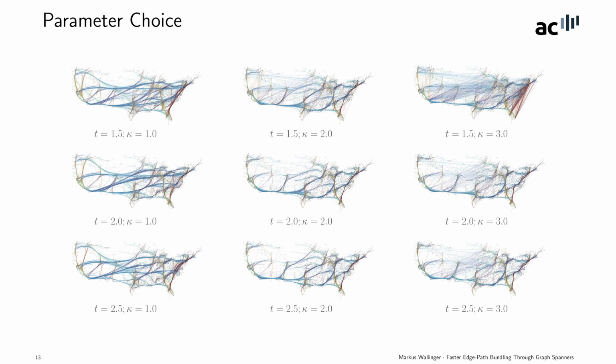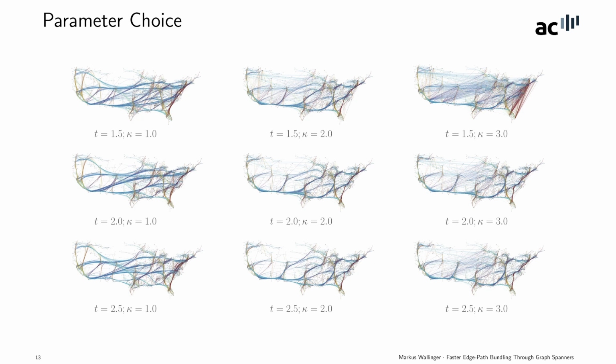Lastly, let's discuss the impact of parameter choice on the visual attributes of a spanner edge path bundling algorithm. Remember, the distortion value t determines the maximum length of a path an edge can be bundled against, while the weight factor kappa gives short edges preferential treatment when computing the shortest path in the spanner. Now, we increased t from 1.5 to 2 to 2.5 from top to bottom, while we increased the weight factor kappa from 1 to 2 to 3 from left to right.